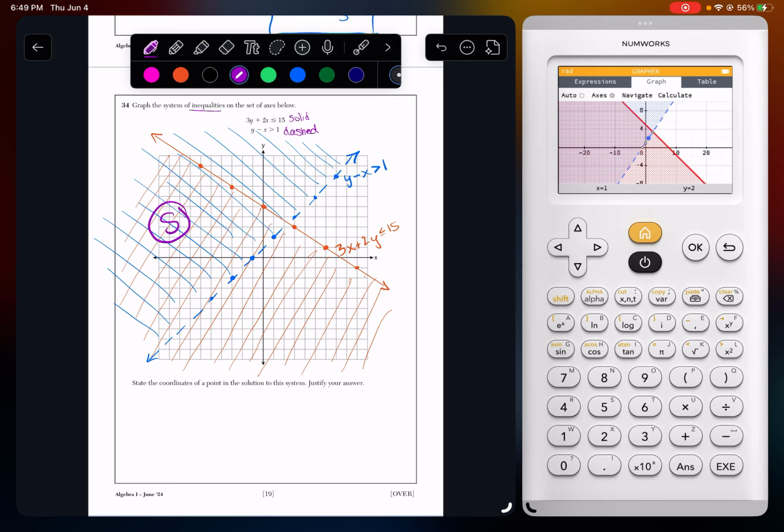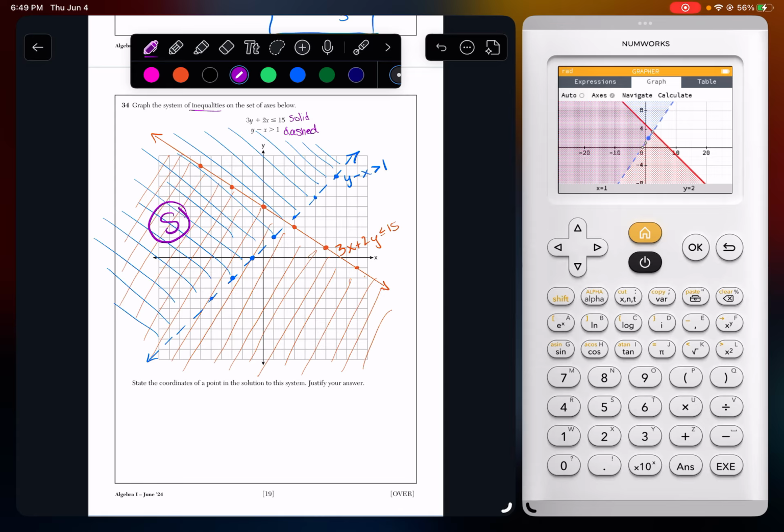So this is all the elements of a complete full credit inequality graph. My boundaries have accurate solid versus dashed. My shading is in the right directions. I've labeled my solution set, and I've labeled which graph goes with which inequality.